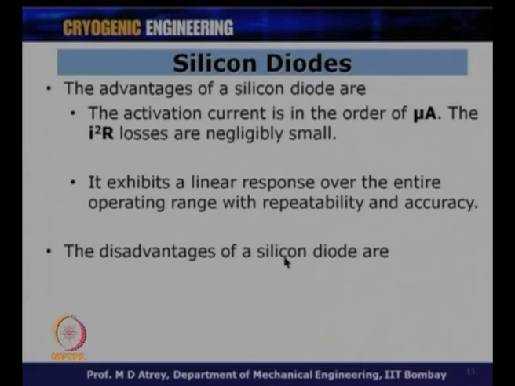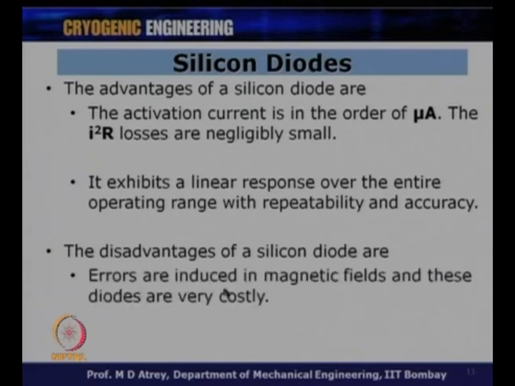The disadvantage of a silicon diode is that errors are induced in a magnetic field, and this is a very important disadvantage which has to be considered because most cryogenic operations happen in some kind of magnetic field. So, if you have an atmosphere or environment of magnetic field when the temperature measurement is carried out, then the silicon diode will not give good results.